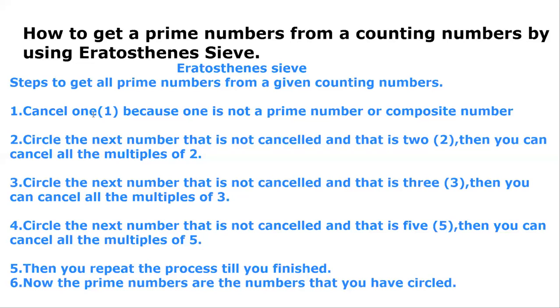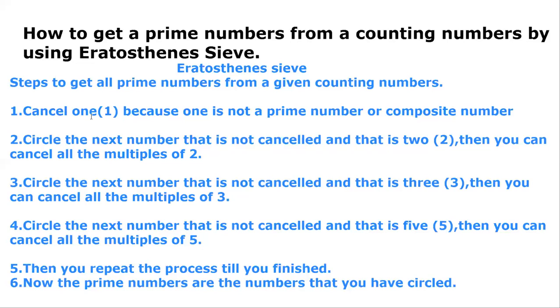Because when you are dealing with the counting numbers, you know counting numbers start with 1. Okay, so you cancel 1. Why did we cancel 1? Was it because 1 is not a prime number or a composite number? Are you okay? 1 is neither a prime number nor a composite number.